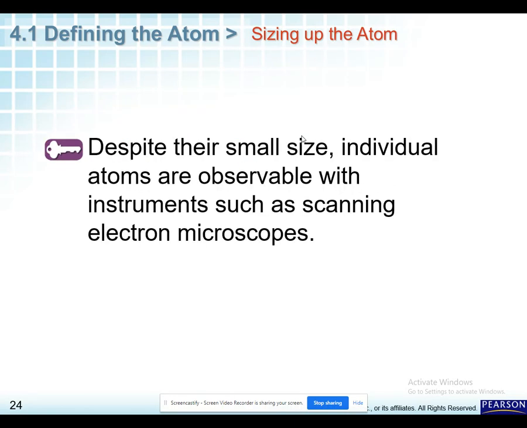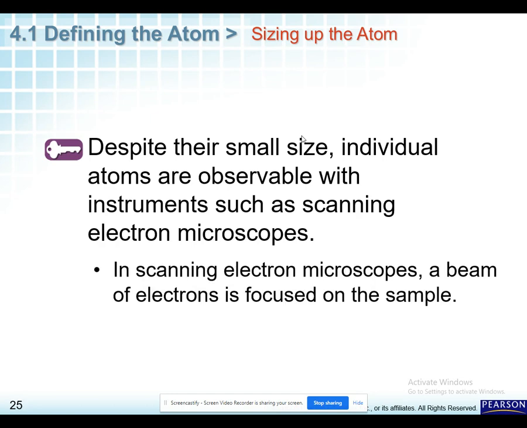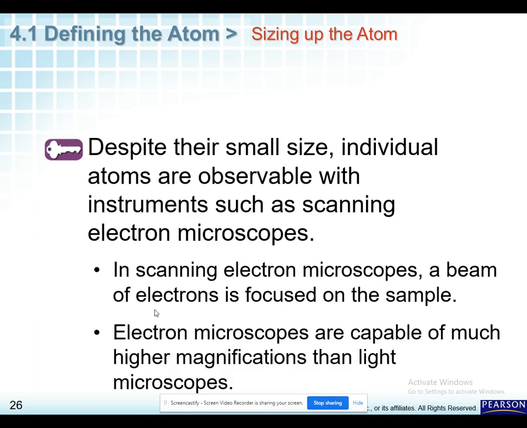Well, despite their small size, and thankfully due to technology, we can actually observe atoms today with something known as scanning electron microscopes. In a scanning electron microscope, they take beams of electrons. We're going to learn what electrons are in future sections, but I know you've hit on it in junior high. Remember, these are negatively charged particles. They shoot them through a sample, and these electrons bounce in different areas and produce an image. So electron microscopes are capable of much higher magnifications, so tiny that we can visualize atoms.